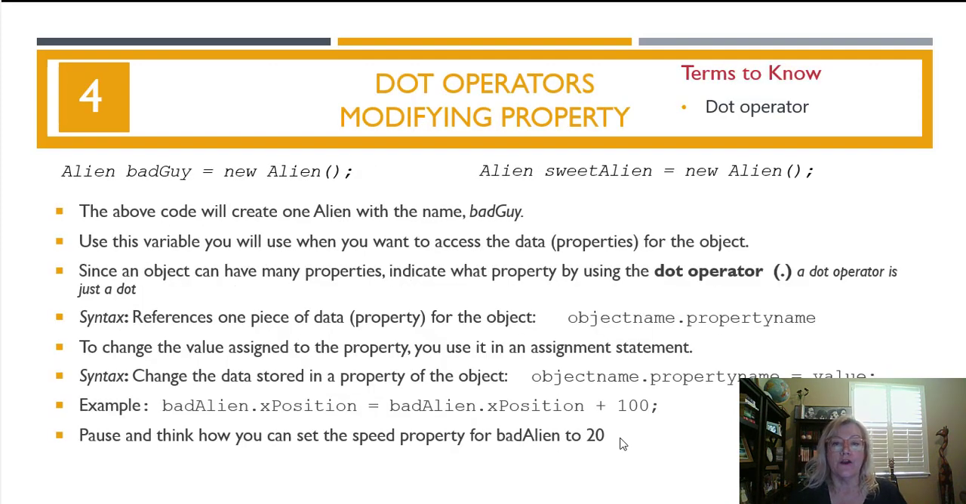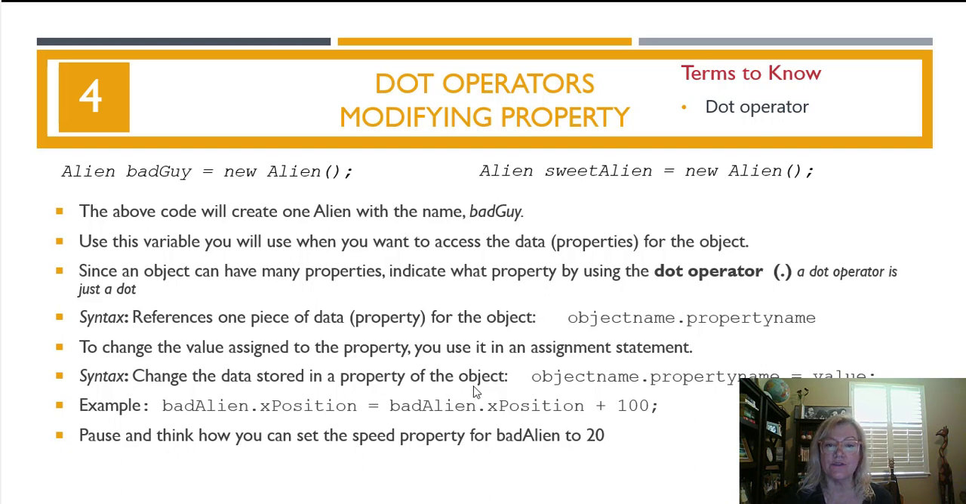Dot operators are used to modify the properties. A property is the data about an object, and we have the bad guy object here. How do I use the dot operator? The dot operator is just a dot. The syntax to reference a property, such as the X position of bad guy, would be object name dot property name. To change the value of the property, you're going to use what's called an assignment statement. An assignment statement has an equal sign.